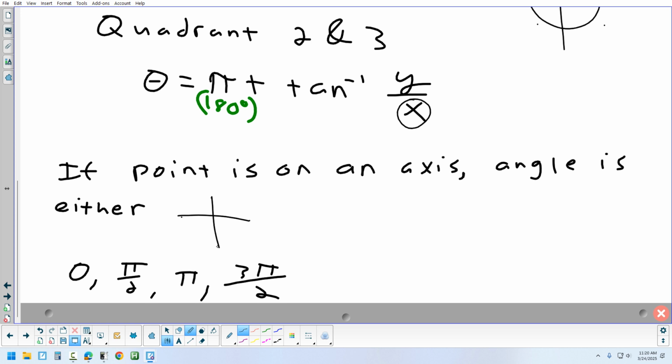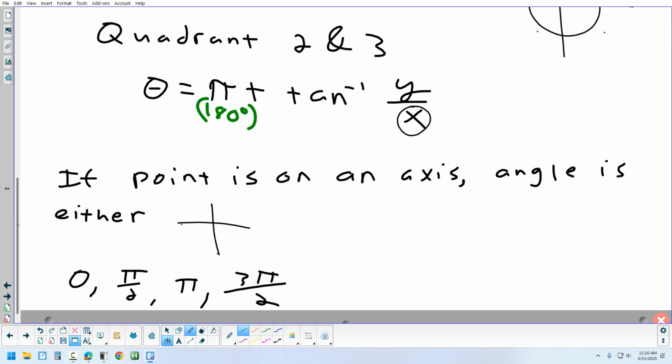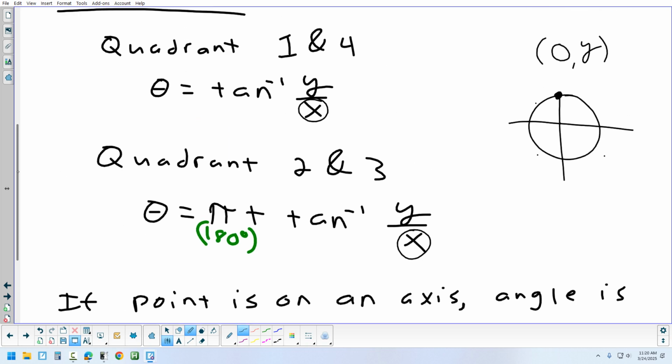So now, if you're on an axis, you know how to get the angle. You just memorize it's one of those 4. If you're not on an axis, that's a little bit more work. You got to do the inverse tangent.